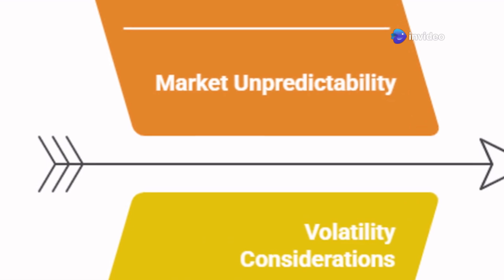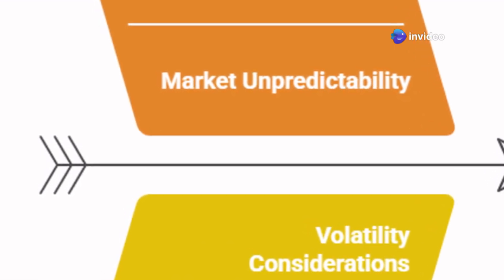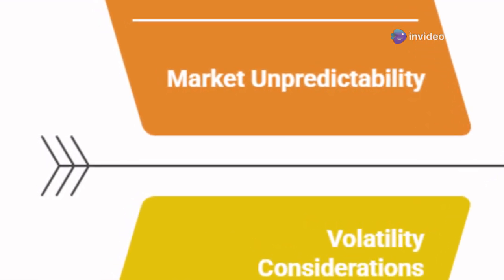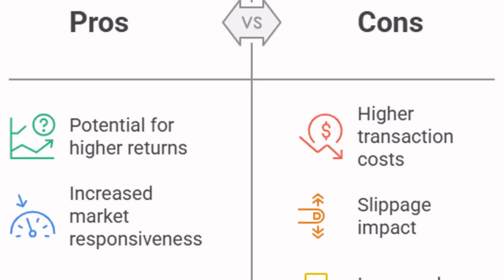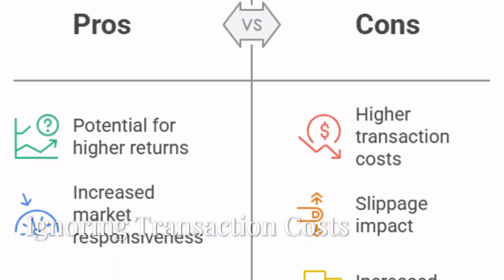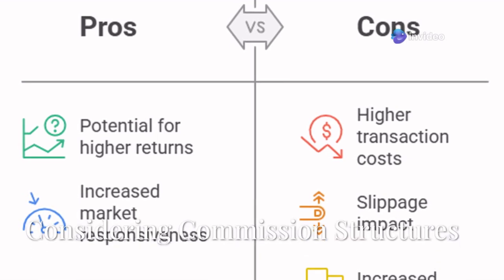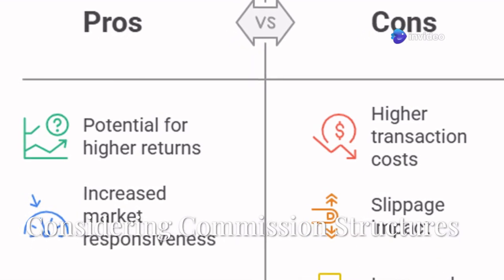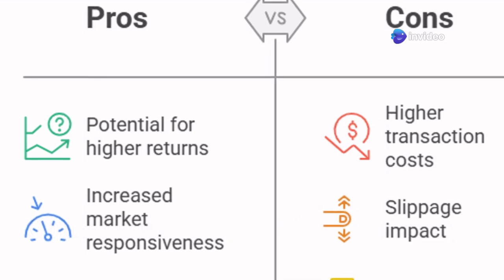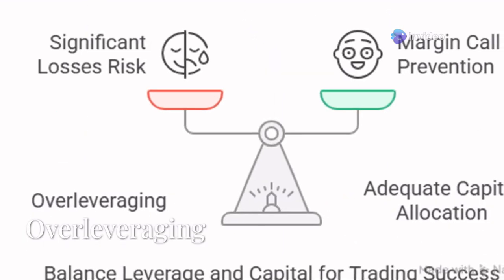Markets can be unpredictable and sudden price swings can breach the expected range. Always account for potential volatility even in seemingly stable conditions. Frequent trading incurs costs that can reduce net profits. Consider commission structures and slippage when calculating potential returns.